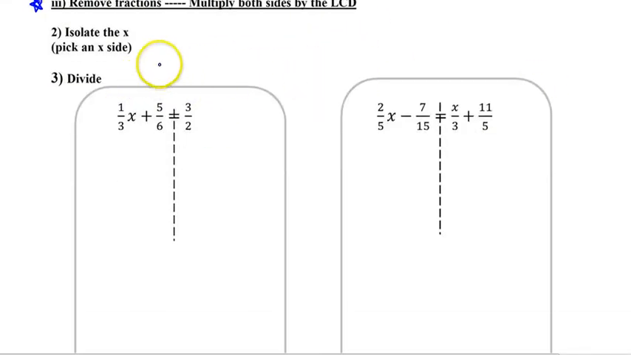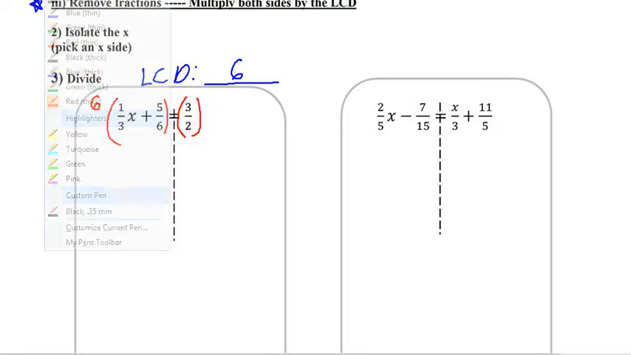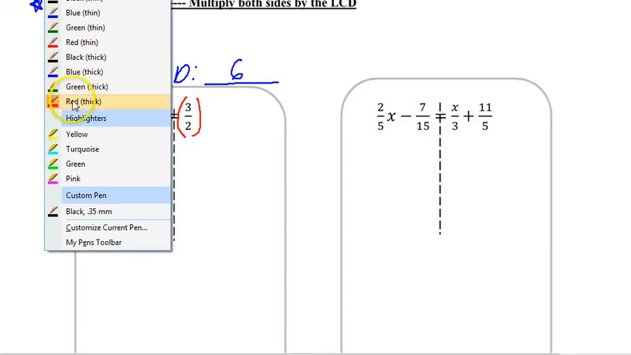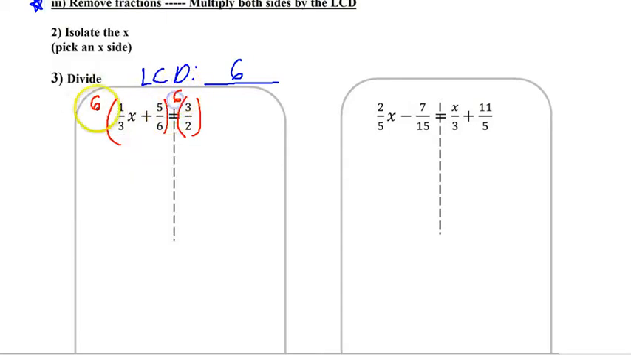So I have 2 examples here. Let's look at the first one. With all of our little fractions we have there, we have thirds, sixths, and halves. What is our common denominator? It's 6. So here's what we do with it. These are equations. So as long as you multiply both sides by 6, it's legal. Both sides. Remember, whatever you do to the left, you have to do to the right.